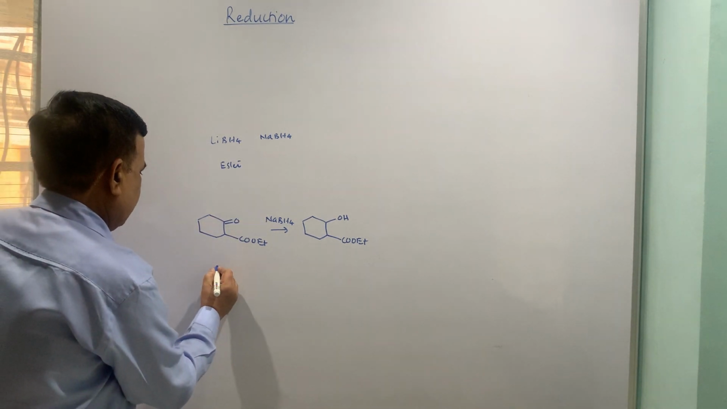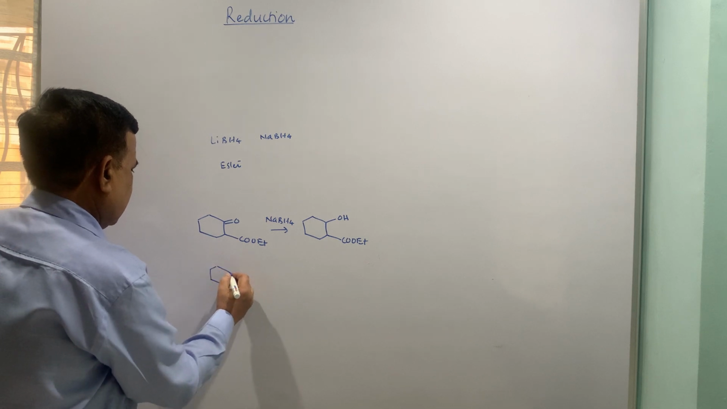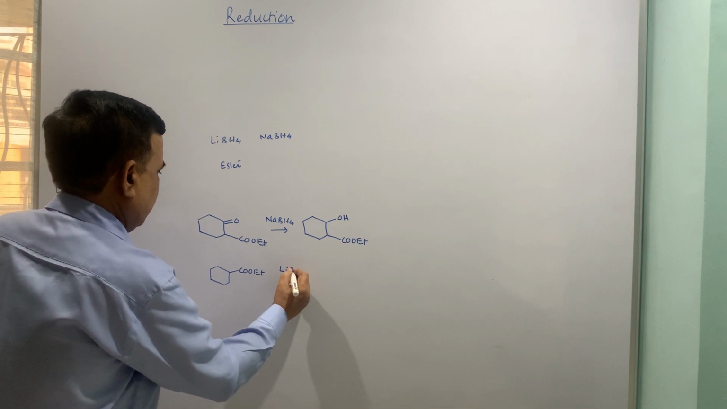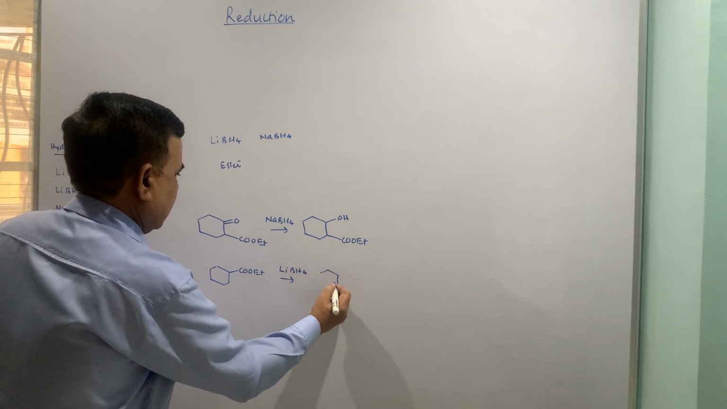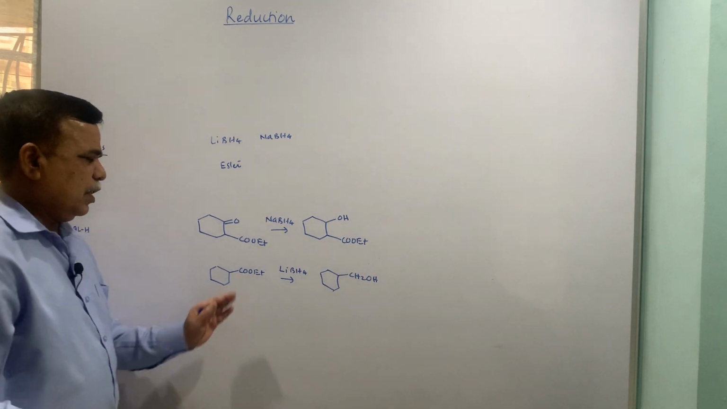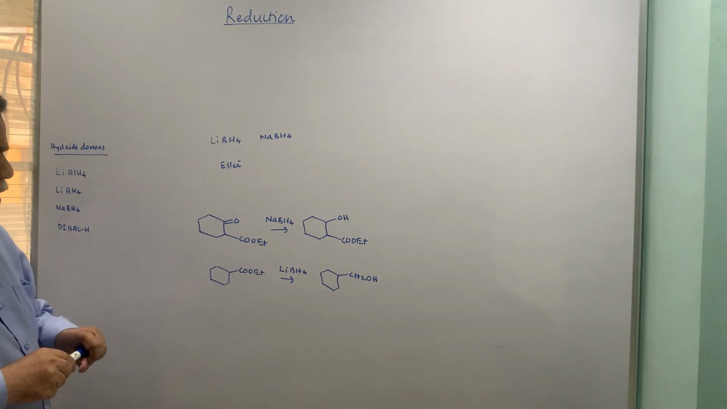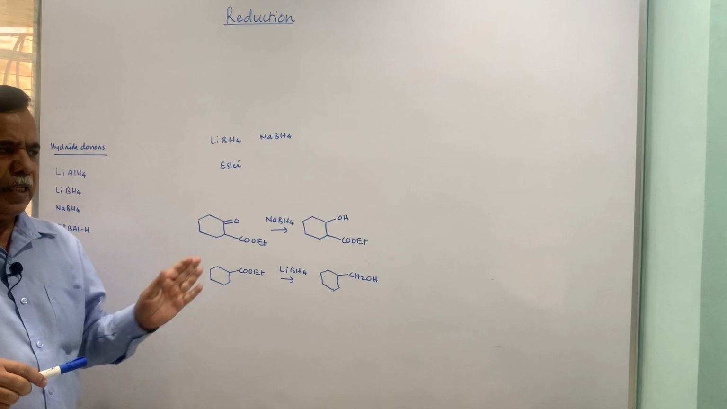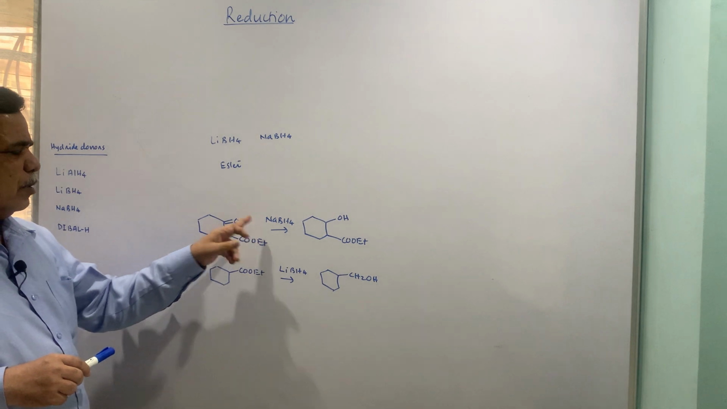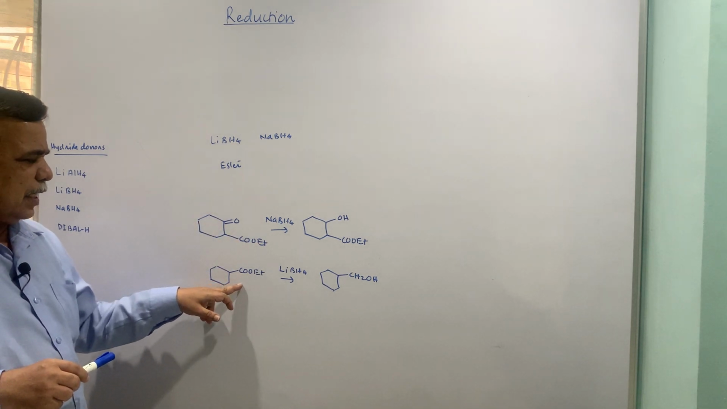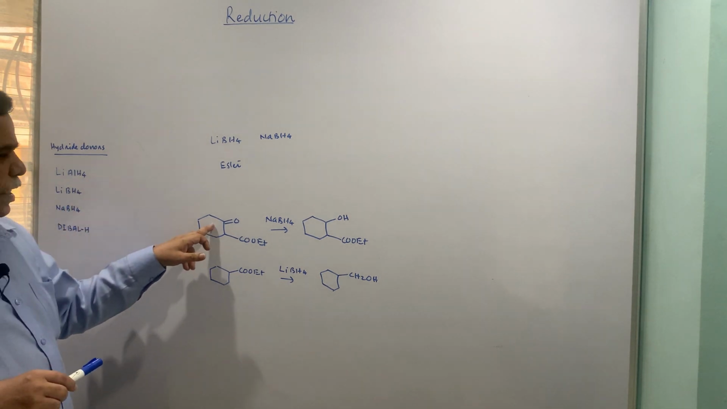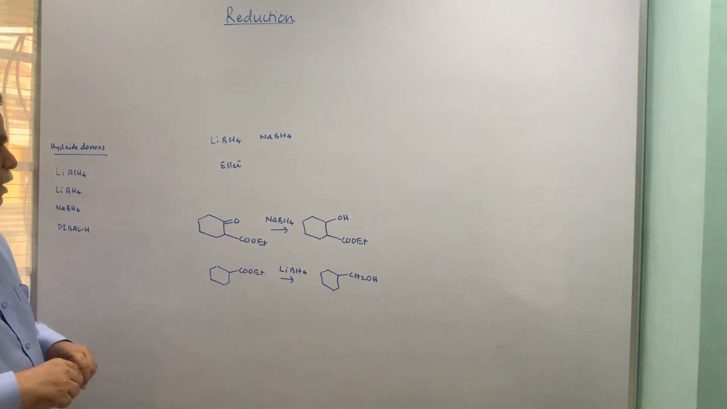If only ester is there, then it is lithium borohydride which will reduce it, because here selectivity is not required, but now this will ultimately become a primary alcohol. Initially it becomes an aldehyde, but the aldehyde is also labile, so it ultimately becomes the alcohol. So sodium borohydride is more selective. Lithium borohydride can be used for this conversion. Lithium aluminum hydride, if I use in this case, it will reduce both and there will be no selectivity.